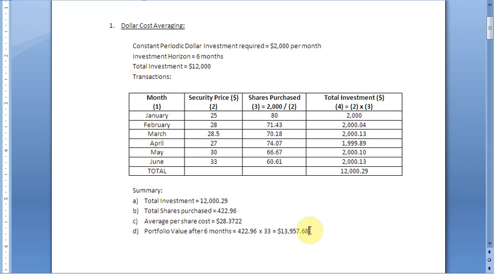What I wanted to do, I wanted to invest no more than $2,000 per month, which I have done. I was looking at an investment horizon of 6 months in which I wanted to invest $12,000. I have succeeded in doing that as well here. And I also wanted the value of my investment to grow over these 6 months, and that also has happened. I have invested $12,000, and the value of my portfolio at the end of 6 months is $13,957.68.